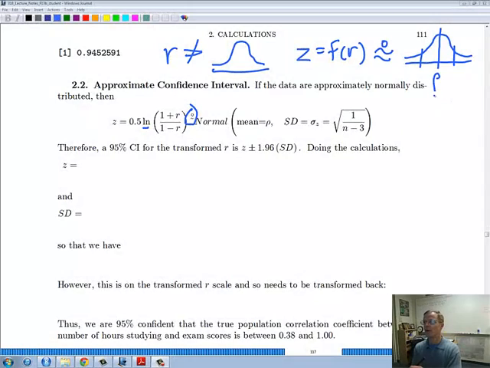I put rho, I meant Z. So it's a transformed value of rho. So let's just put Z of rho. Okay. Now, so we'll put that here as Z of rho.